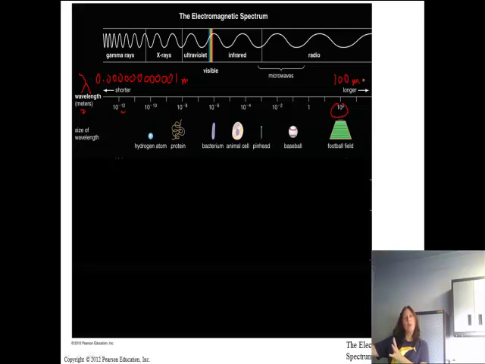This next row, I think, is pretty cool. It tries to put some objects that are that size. Starting down here at radio waves, it takes perhaps a football field to get one complete cycle. How small are X-rays, for instance? The example given here is the size of a hydrogen atom. That's the repeating unit of an X-ray. Amazing.